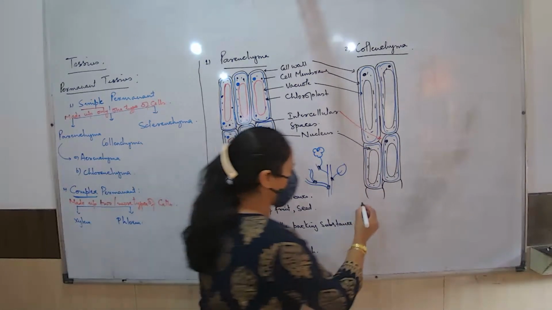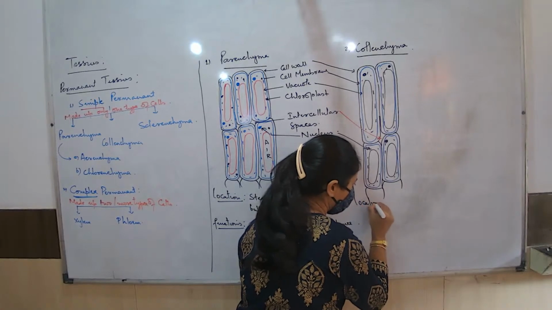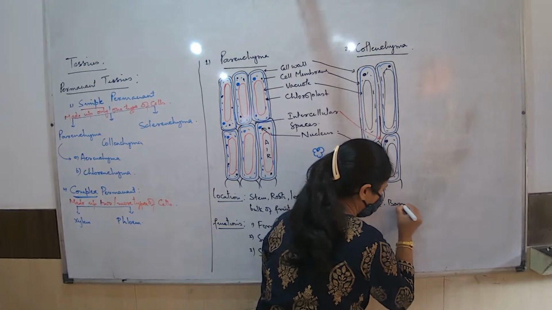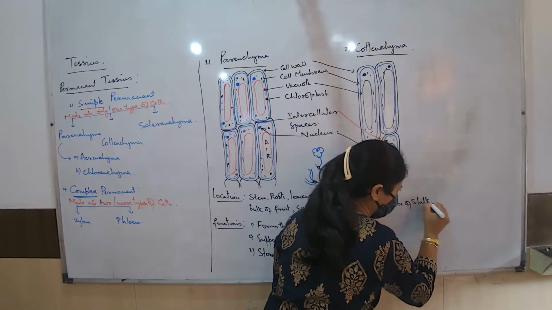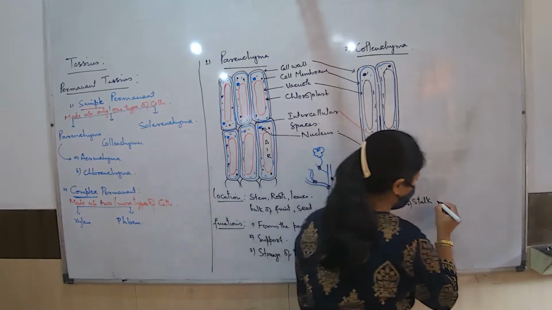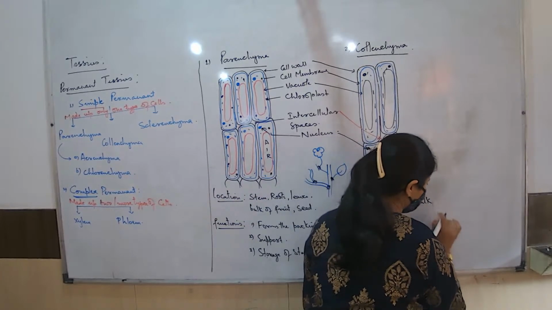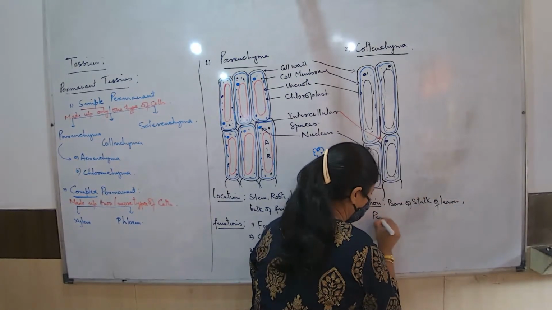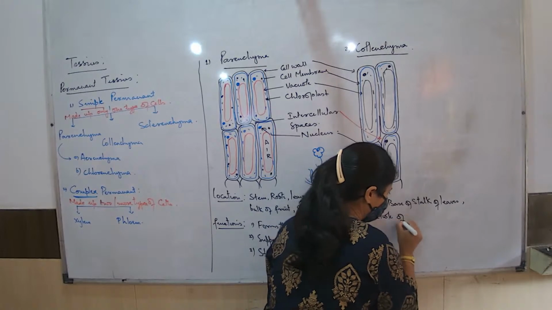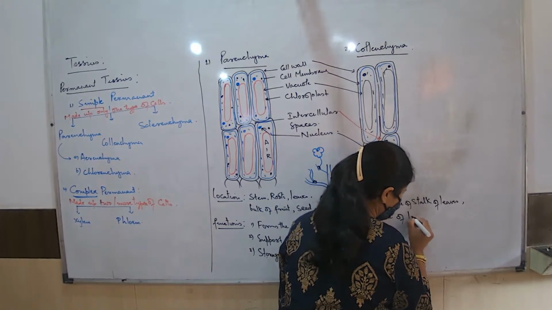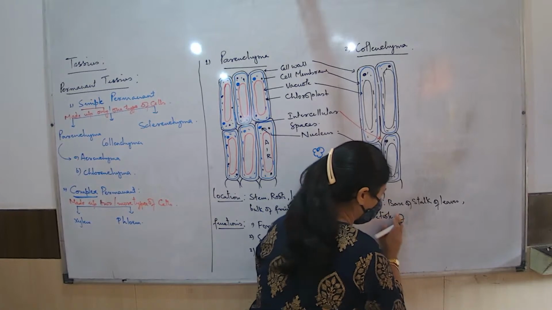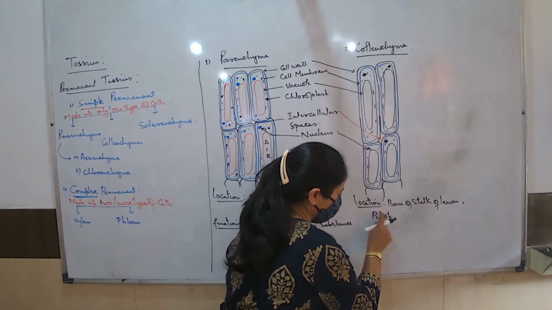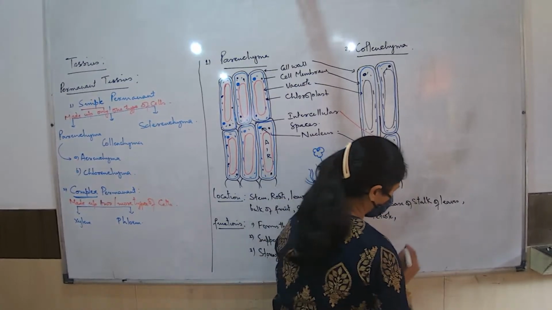Now let us try to understand location. Where are they present? At the base of the stalk of leaves. Whereas the petiole of the branches, petiole itself means the base of those stalks of flowers, or the petiole.